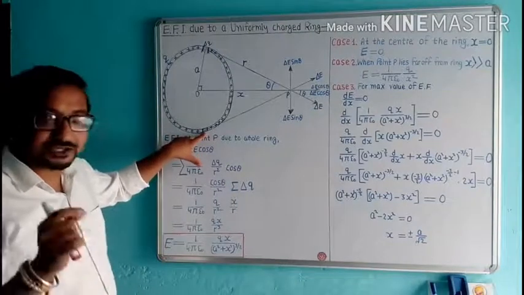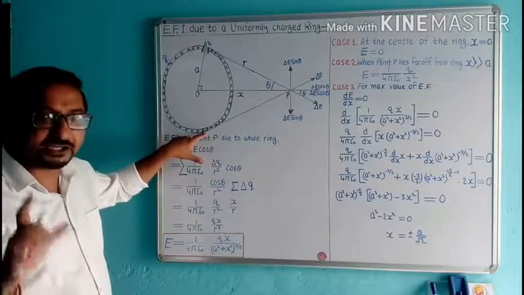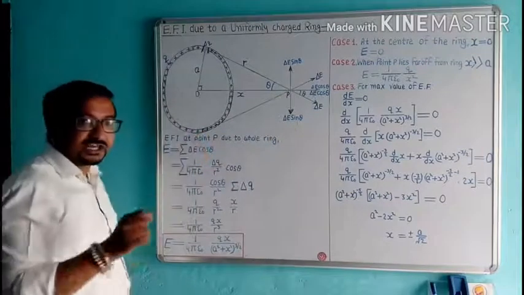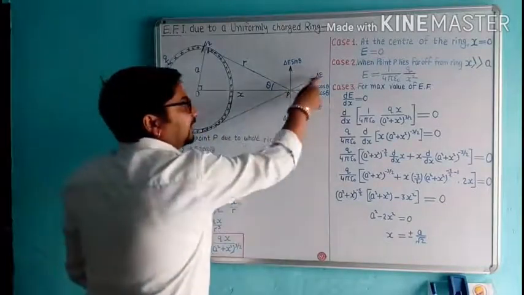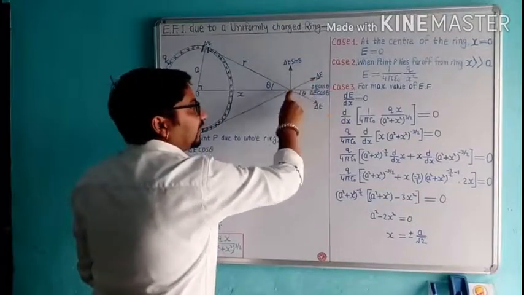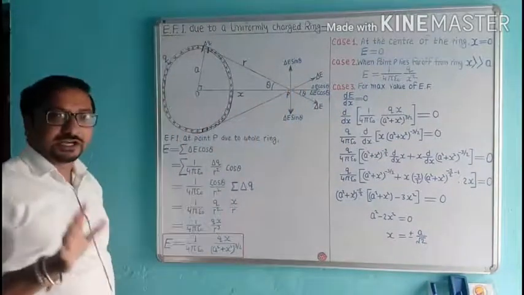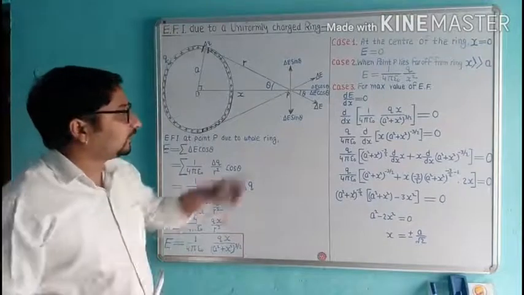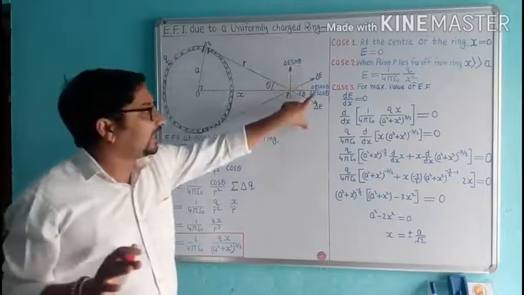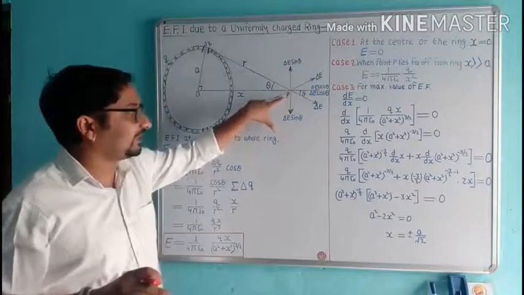Now consider a diametrically opposite element which has the same small charge element delta Q. Then the electric field intensity at point P due to this small charge element delta Q will be delta E. Again resolve this delta E into two components. You get delta E cos theta along the axis of the ring and delta E sin theta which is perpendicular to the ring. Then the delta E sin theta components cancel out each other, and the delta E cos theta components combined give the electric field intensity at point P.